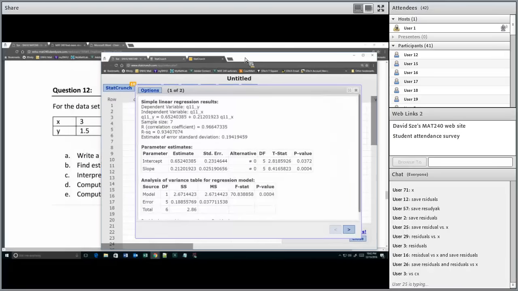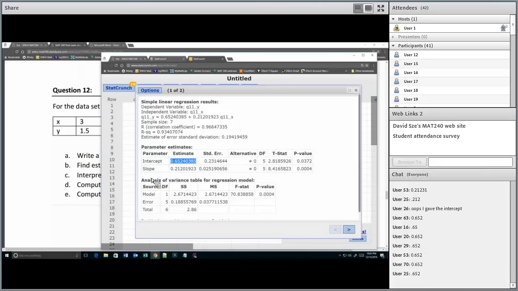So what are my estimates? What is the estimate for slope, first of all? What is the estimate for slope looking at this? 0.212. Very good. It's given right here. Slope estimate is 0.212. The intercept, what is the intercept? Given right there, 0.652. Excellent.